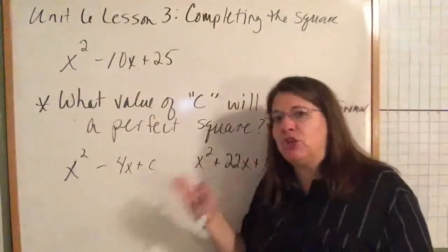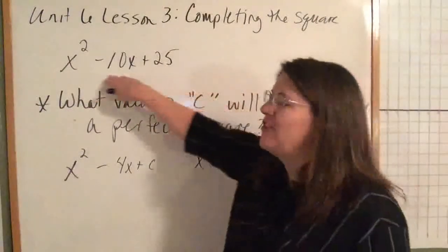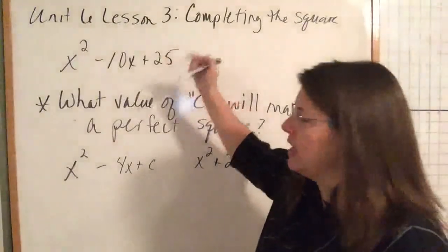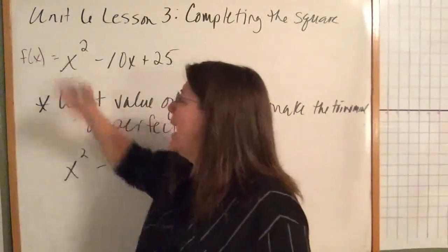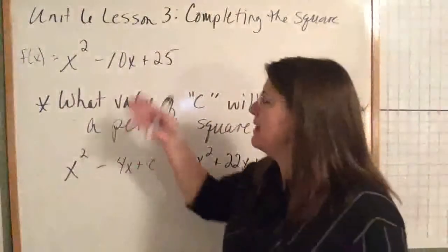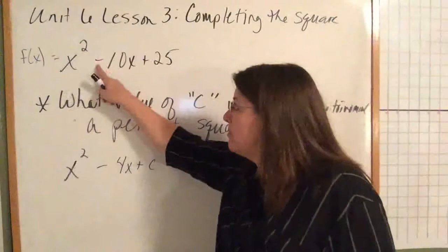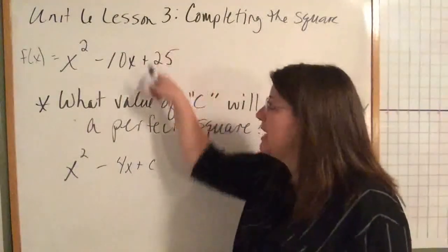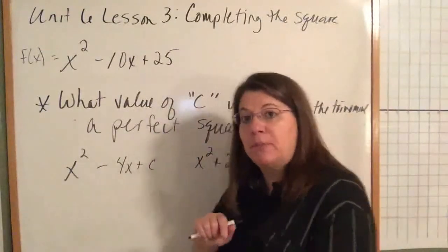Now what they're asking you to do here is this is the standard form of a polynomial or a quadratic equation. Now this will either be equal to f of x or y usually. But basically what this means is you've got y equals ax squared plus bx plus c. So when they ask you what c has to be to make it a perfect square, they're asking you what constant belongs there to force it to be a perfect square.